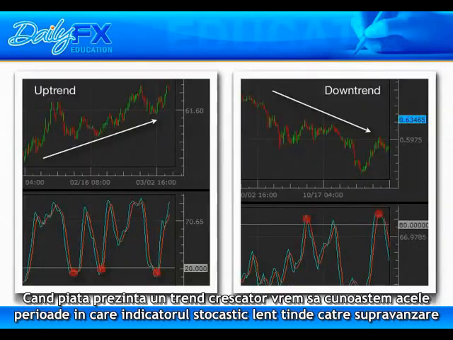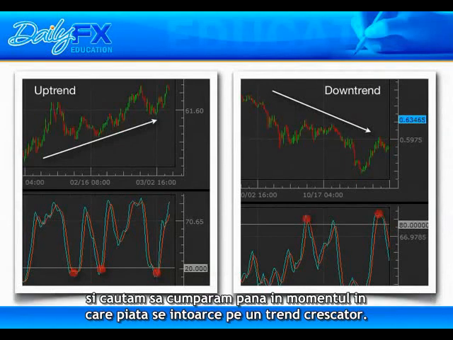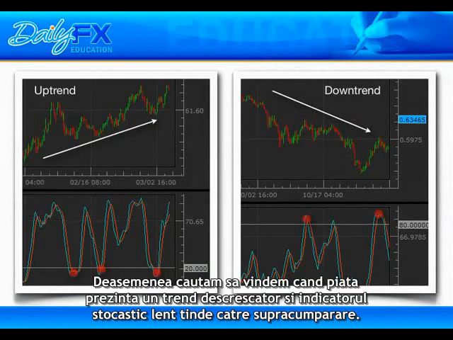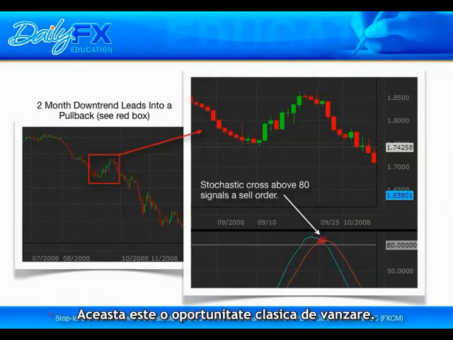When the market is in an uptrend, we want to note those periods that the slow stochastics moves down to oversold, and look to buy that reversal back to the upside. We also want to look to sell when the market is in a downtrend and the slow stochastics moves up to the overbought level. This chart shows the market in a strong downtrend and a move by the slow stochastics to above 80. This is a classic selling opportunity.